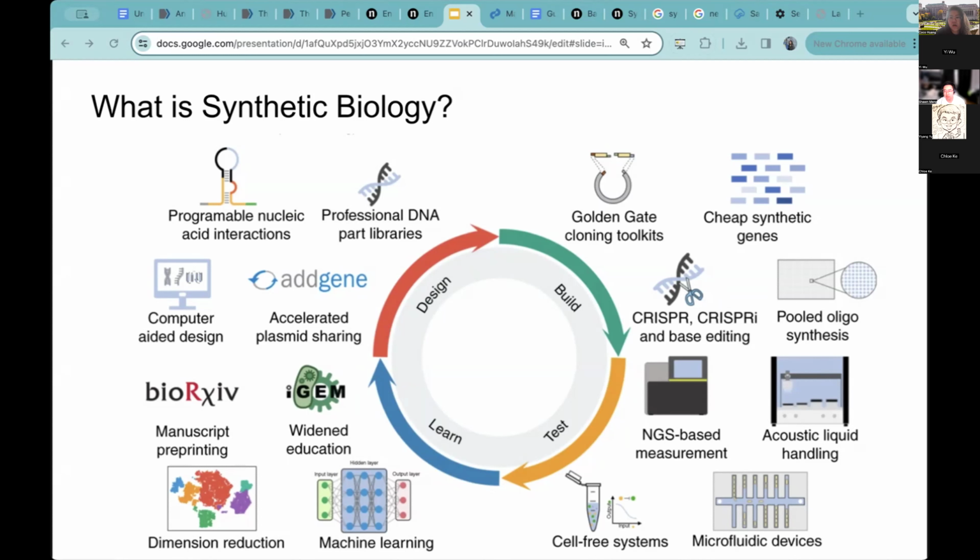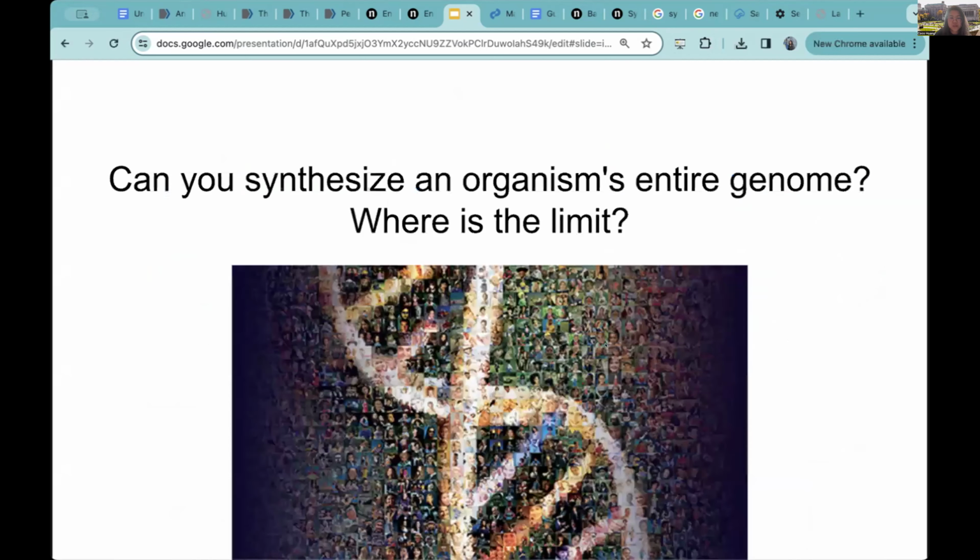Yeah. 然后 at this slide, there are some common techniques, or technologies or organizations that are involved or crucial to the field of synthetic bio. 然后到后面也会具体提到几个。Yeah. So one of the questions has been, can you synthesize an organism's entire genome? So where is the limit to this whole field of synthetic biology, right?